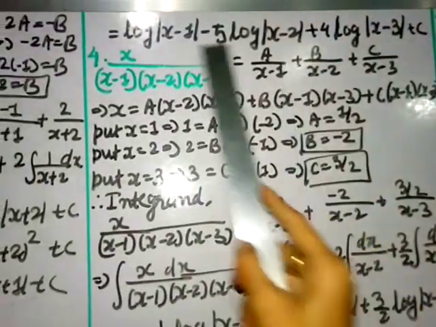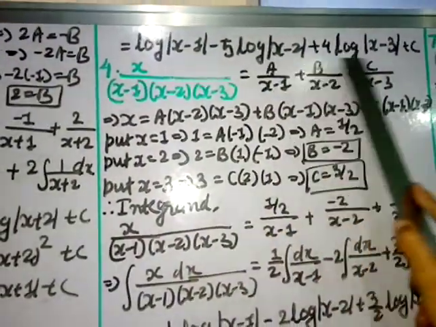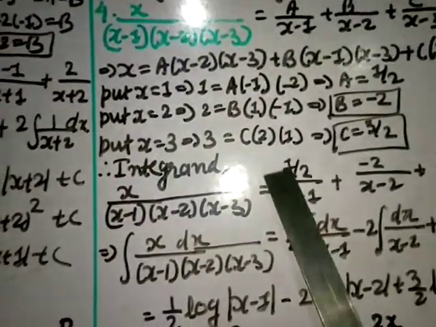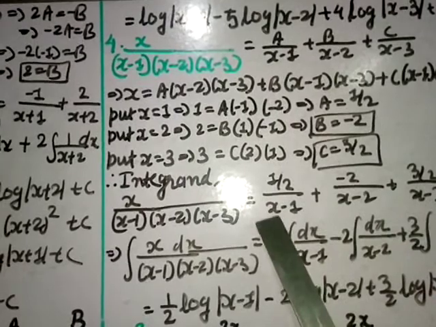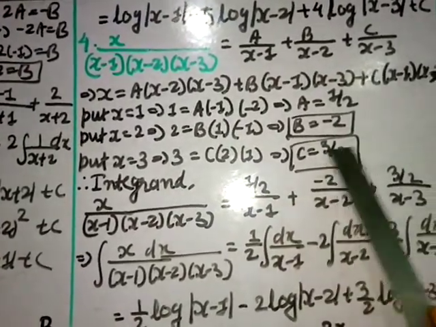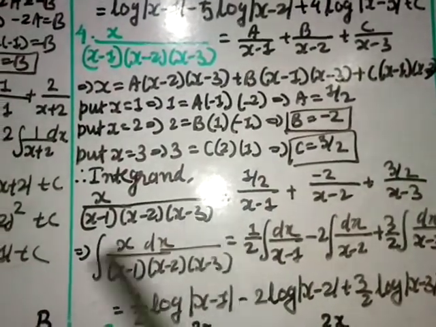Now the integrand, that means this value you take, put the values of a, b and c. So x, x minus 1, x minus 2, x minus 3 equals 1 by 2, the a value, divided by x minus 1, plus b value is minus 2, x minus 2, plus c value is 3 by 2, x minus 3. Now integrate both the sides.